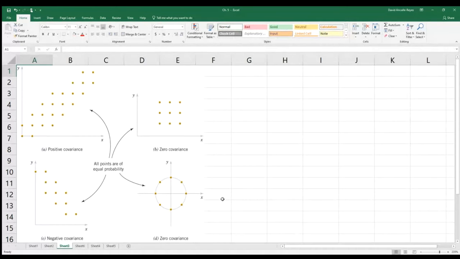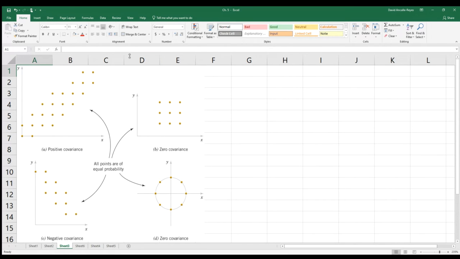Okay, so this is actually from your book. I forget the figure number, but it's there somewhere. And these are four examples of different random variables and their covariance. The positive covariance is something that we can clearly identify, right? Positive covariance, we have this really nice positive, upward trend.